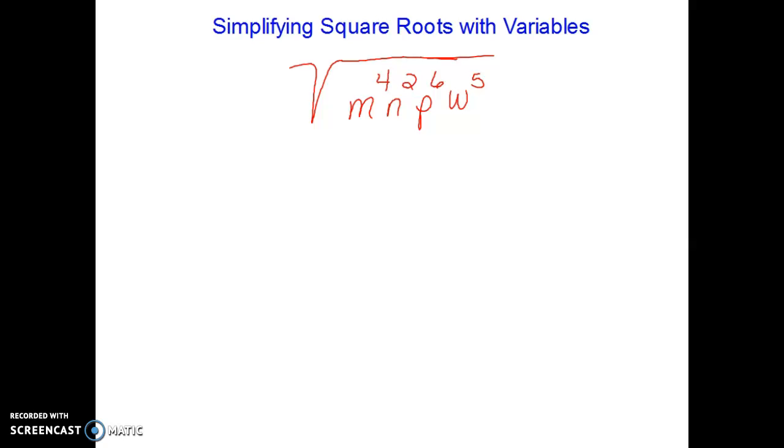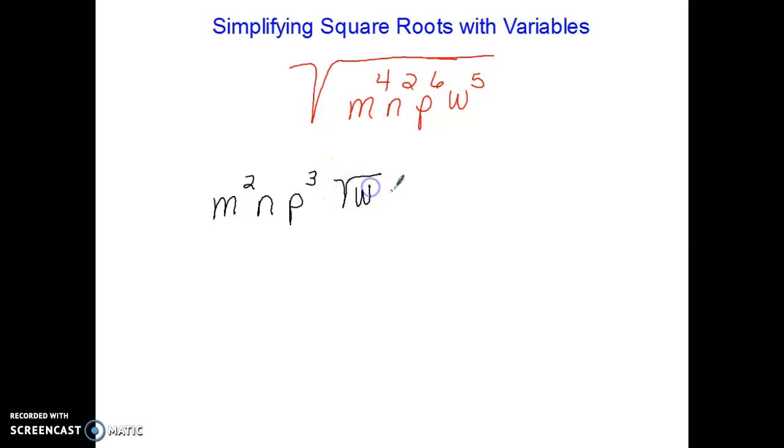In my next example, there's 4 variables I'm looking at. 3 of those variables have even exponents. That means I can do the square roots of each of those. So the square root of m to the 4th is m squared. The square root of n squared is just n to the 1st, or n. And the square root of p to the 6th is p to the 3rd. And basically what I'm doing is just taking those original exponents and dividing them by 2, or cutting them in half.